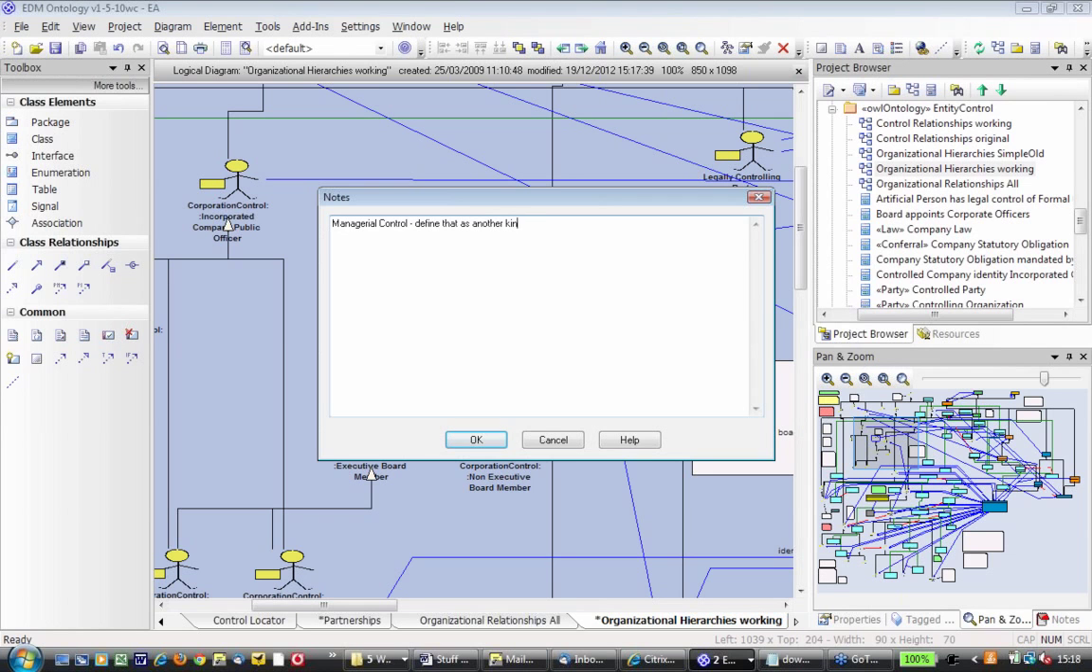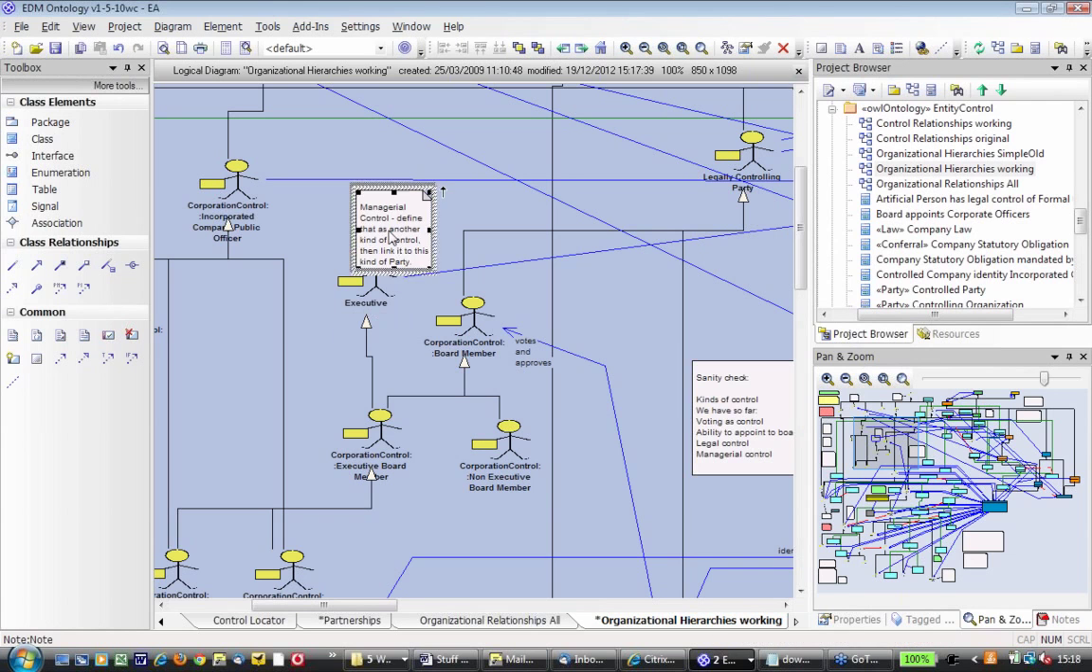Now that we've actually defined control as a kind of thing, which we did as a result of the previous session in this series, we can talk about managerial control as a kind of control. Yeah.